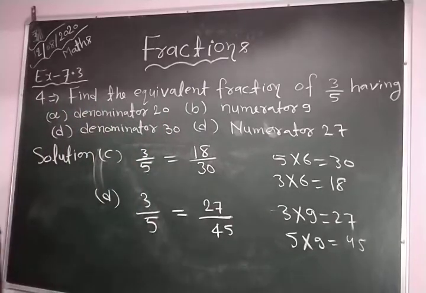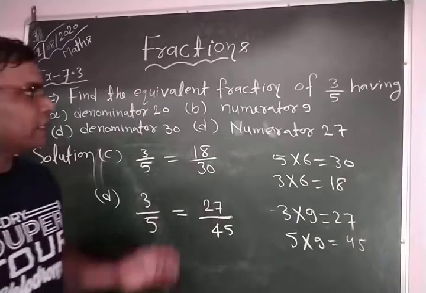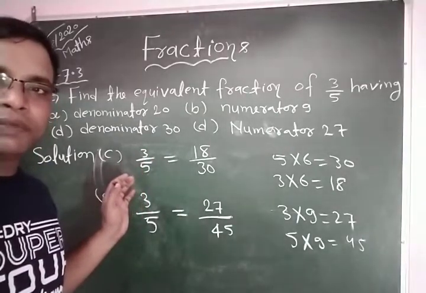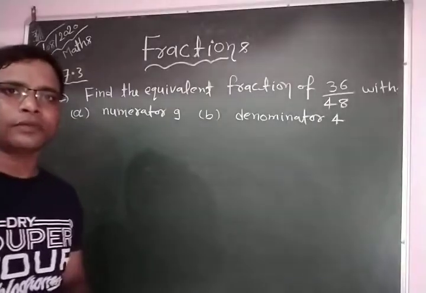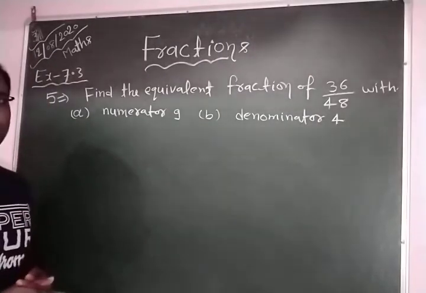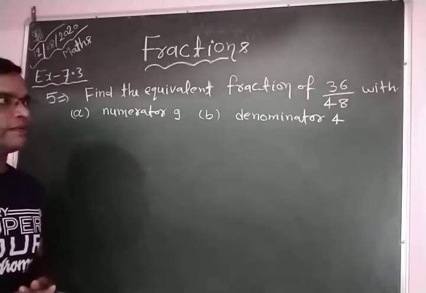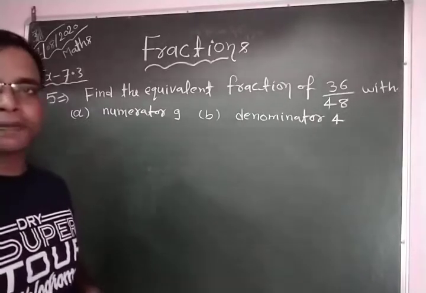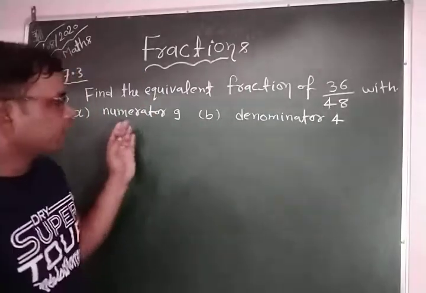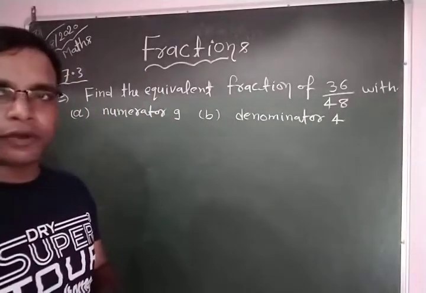Okay, now we are going to solve the next question. The next question is question number 5. This is similar to question number 4. So what is question number 5? Let's see. This is question number 5: find the equivalent fraction of 36 by 48 with numerator 9 and denominator of 4.